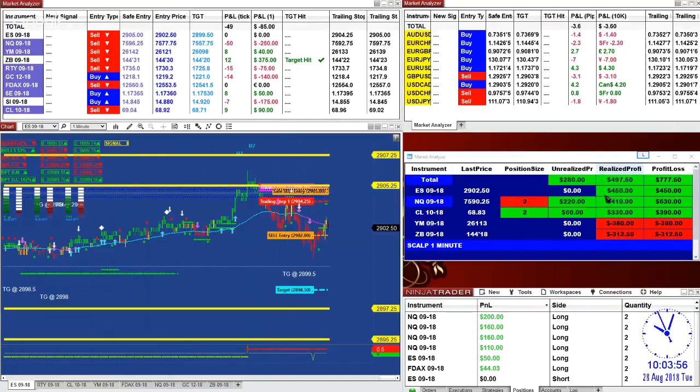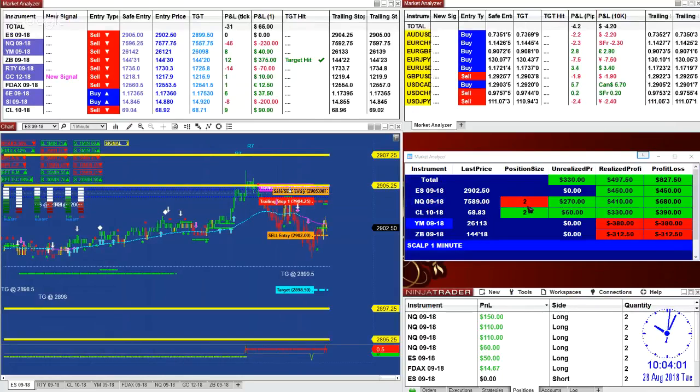On this one here, the blue market analyzer, those are your scalpers. You're going to see also a market analyzer based on the 1 minute.